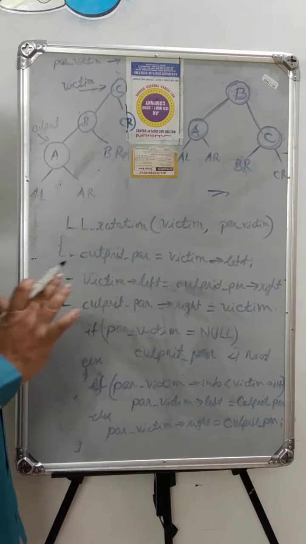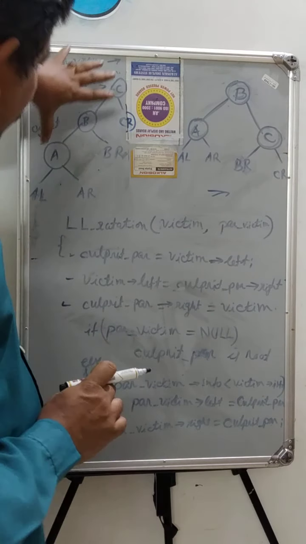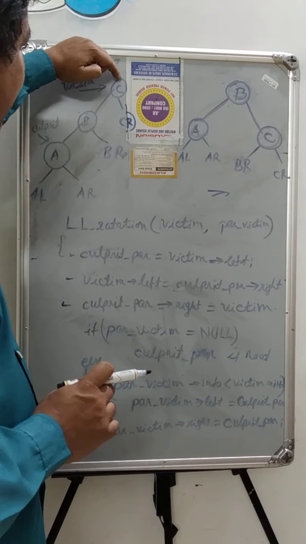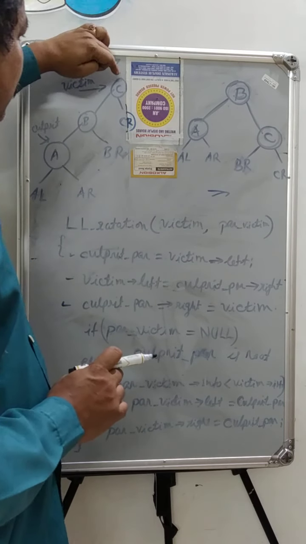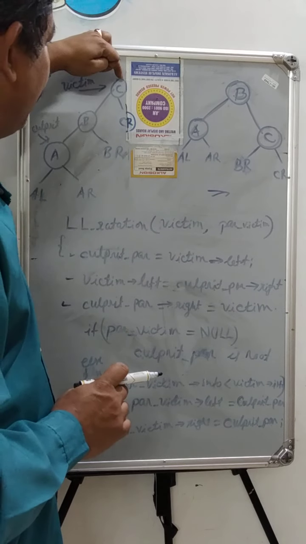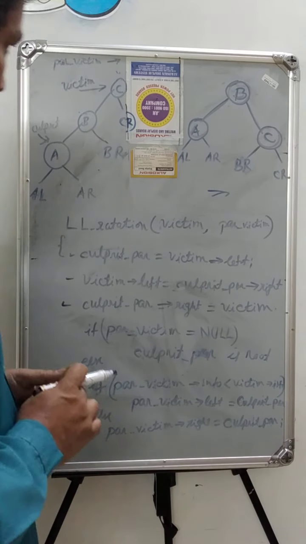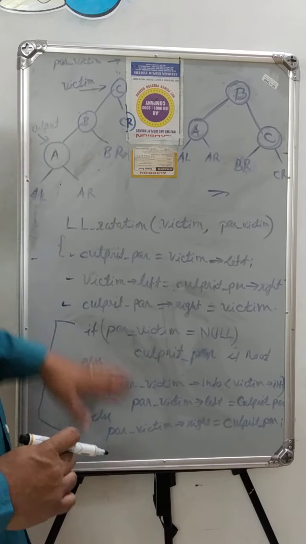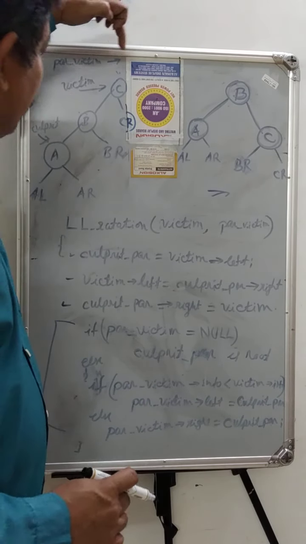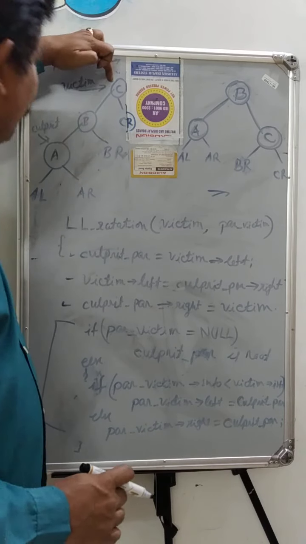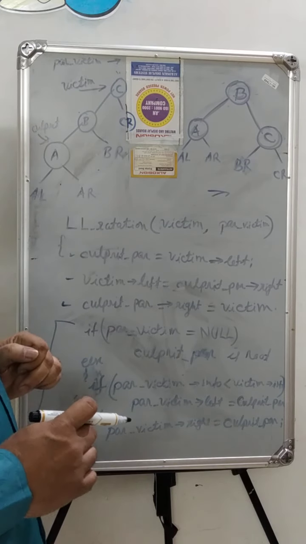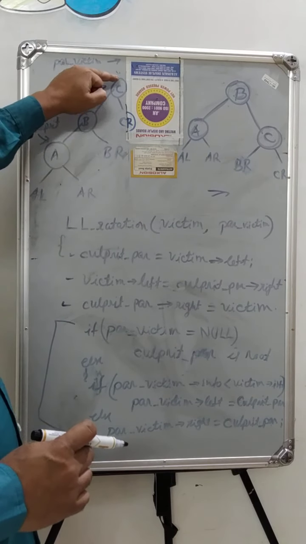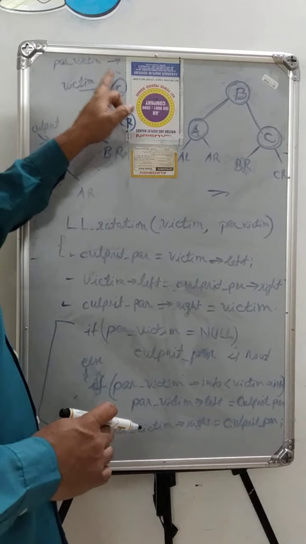But still our operation is not finished. Why? Because we have concentrated only on a small sub part of the whole tree, but this may be a part of a bigger tree. So that modification should be reflected in the whole tree. That will depend on whether the victim node had a parent node or not. If it did not have a parent node, then it indicated that C was the root node.